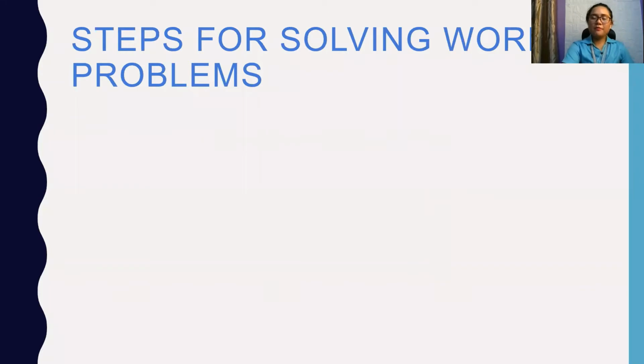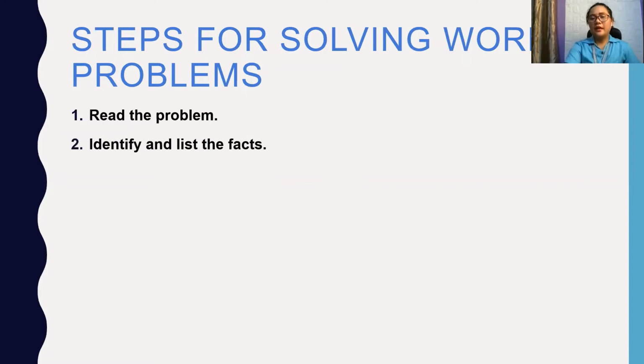So maraming mga steps na pinapakita noon sa inyo siguro sa during your junior high school, but we will have also our steps for solving word problems. First one, of course, you have to read the problem. If hindi pa talaga maintindihan isang beses, then you have to reread the problem. And next would be, you have to identify and list the facts. Ano yung mga given na nandun na importante, then you have to list it down.